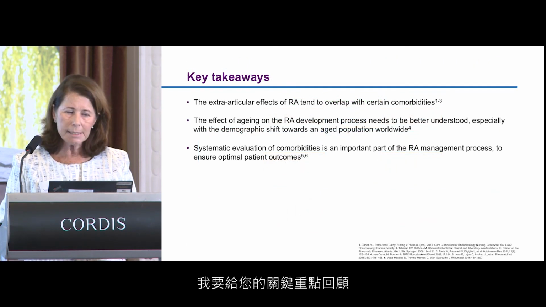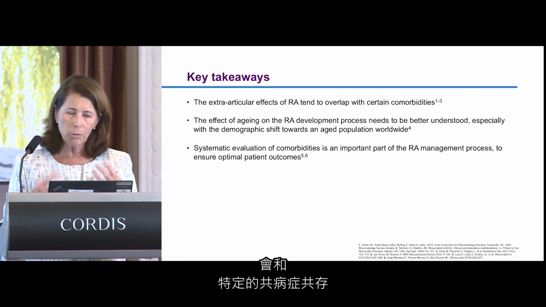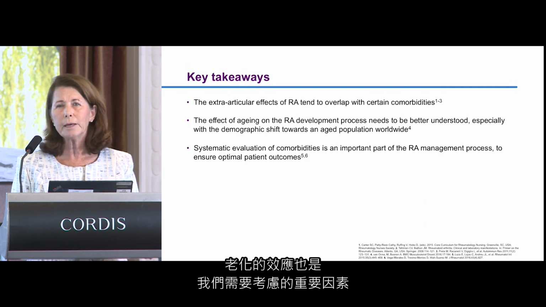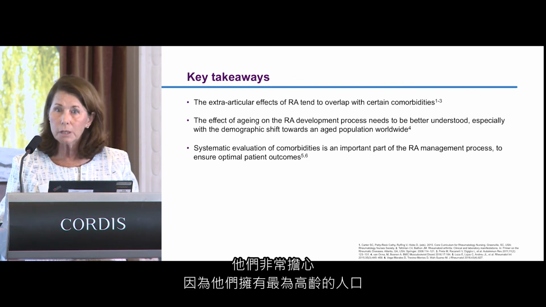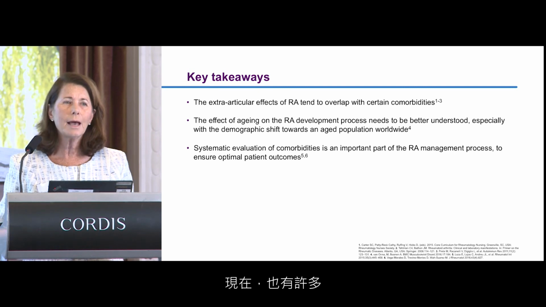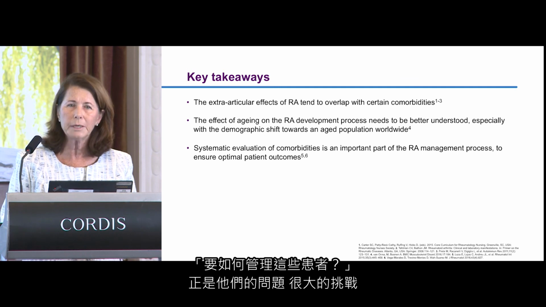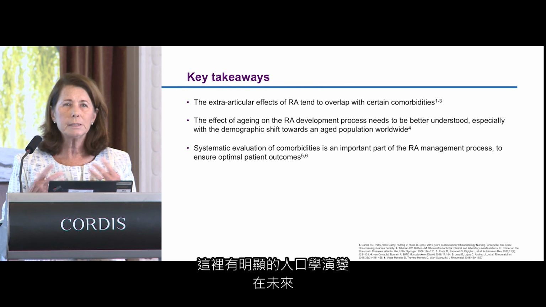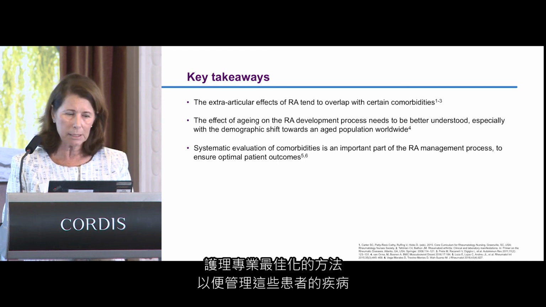So my key takeaway messages for you to think about are that extra-articular effects of RA will overlap with certain comorbidities, and the effect of aging is an important thing we need to think about. In Japan, a few days ago, I was talking to the nurses, and they were very worried because they have the oldest population, and now they have a lot of patients with rheumatoid arthritis with Alzheimer's. How do you manage them was their question, a big challenge. The aging population will add to this big burden, and there's a big demographic shift, and we need to be really aware of that for the future and find ways to optimize our nursing expertise to manage these patients.